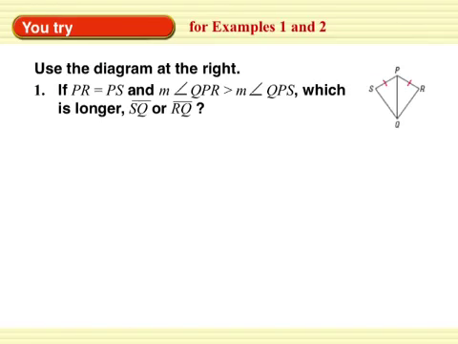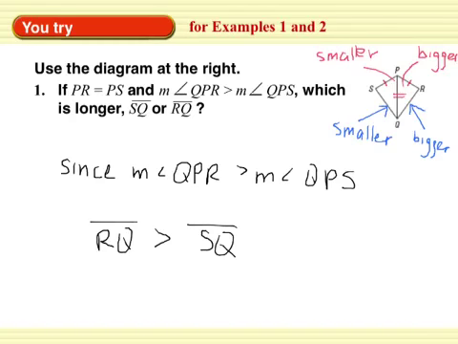You try. Use the diagram at the right. If PR is congruent to PS and the measure of angle PQR is greater than the measure of angle QPS, which side is longer? Okay, so go ahead and push pause. Okay, I marked up my diagram, which made it easier. We know these sides are congruent. We know these sides are congruent. This angle is bigger, given right here, than this angle. So this side is bigger than that side.